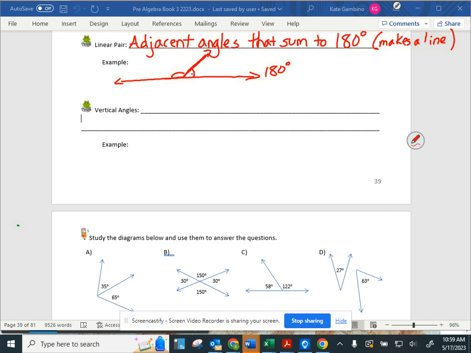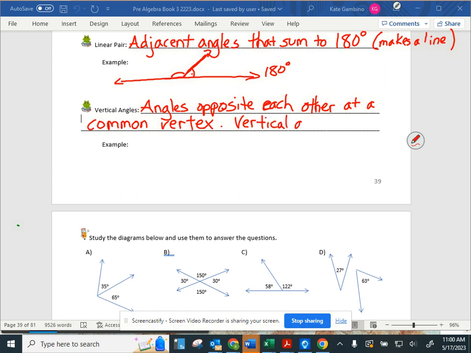Vertical angles are angles opposite each other at a common vertex. So adjacent angles have a common side. Vertical angles have a common vertex. And you need to know this.